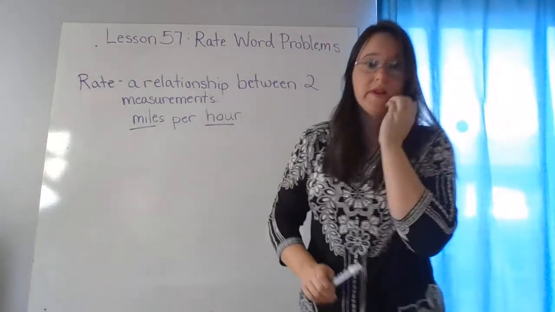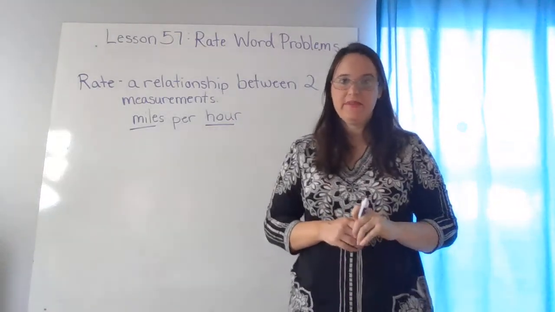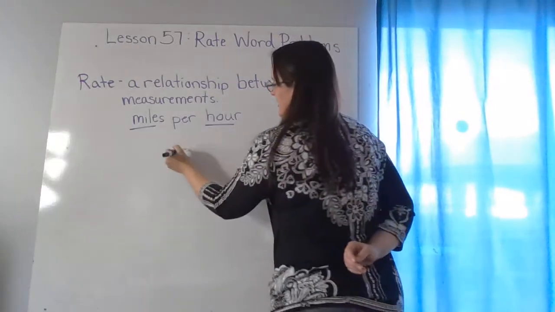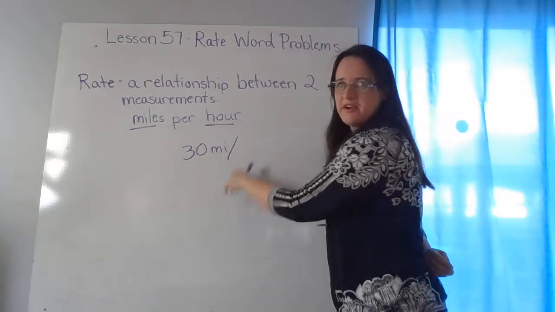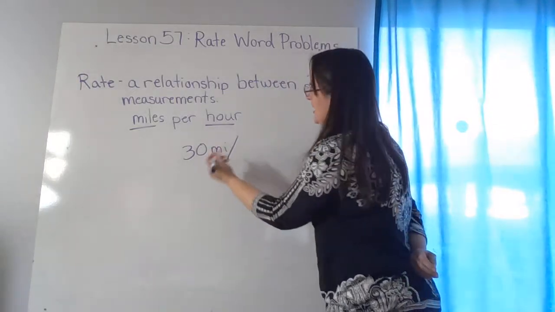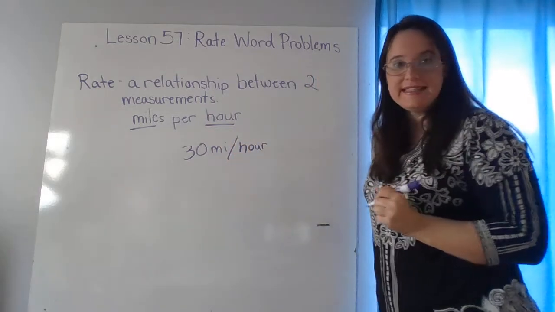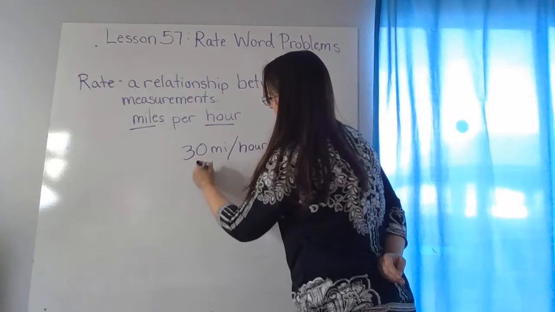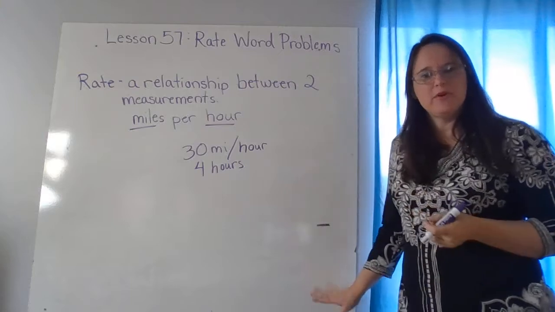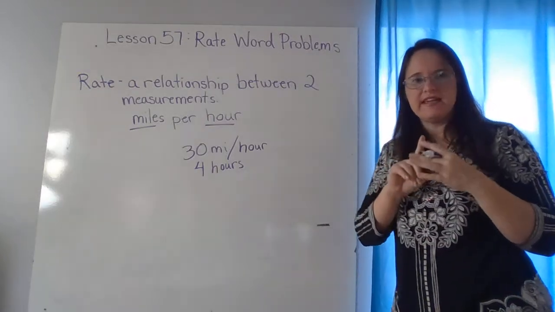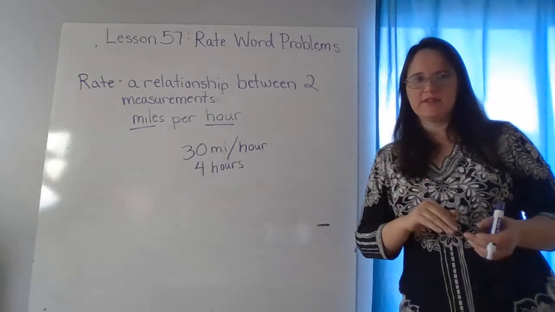Okay, so we're going to look at this same problem, and I'm going to show you a different way to solve it. We know that Liam went 30 miles per. This little fraction bar here can serve as a symbol for per. So he went 30 miles per hour, and we know that he did this for 4 hours. So when we were making the table, we were counting by 30 4 times. We were using that repeated addition, plus 30, plus 30, plus 30.